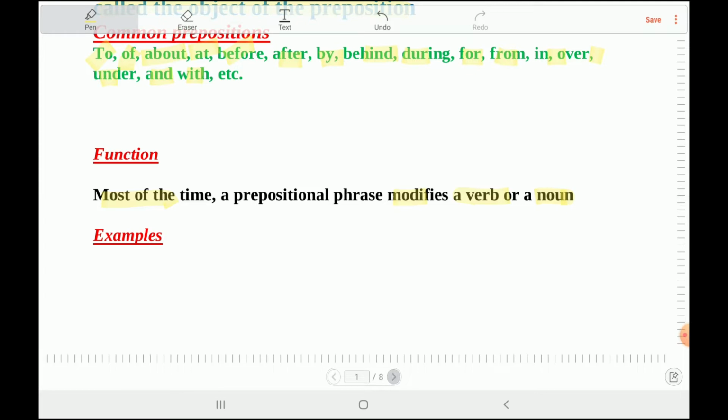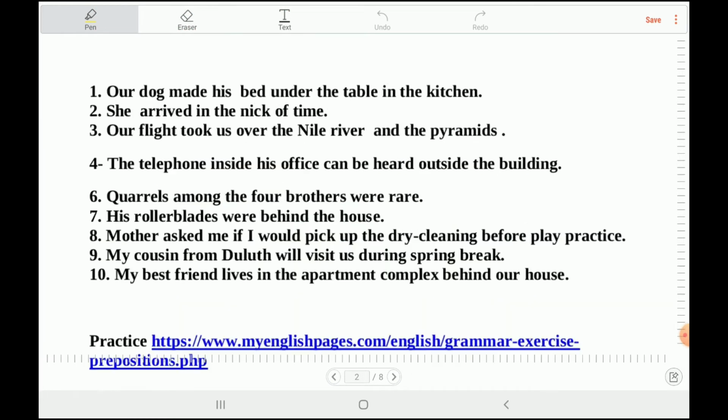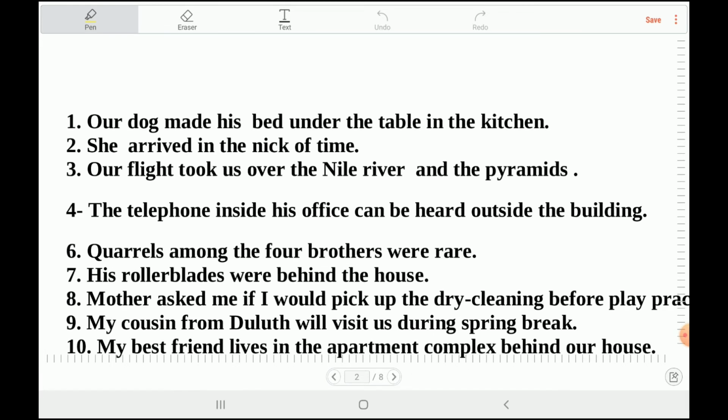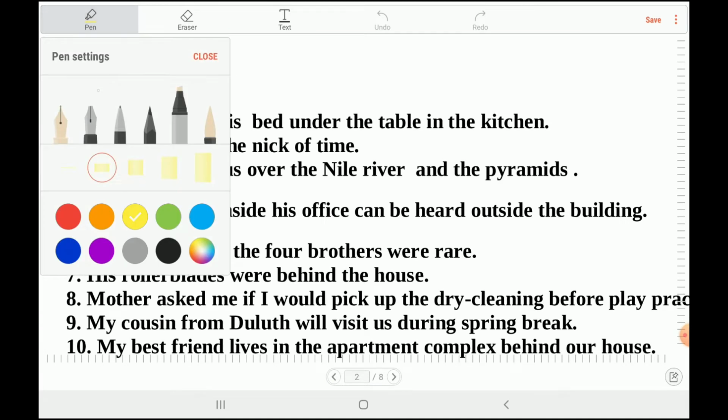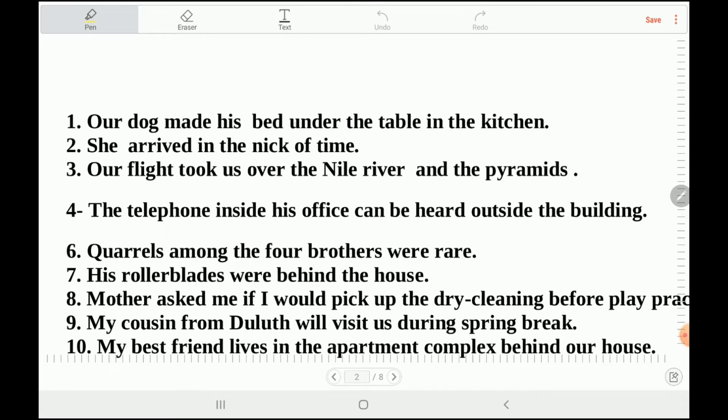طب ناخد example كده. Okay, let's say: Our dog made his bed under the table in the kitchen. طب فين ال prepositional phrase هنا؟ Under. يبقى this is the preposition. يبقى under the table the prepositional phrase. In the kitchen another prepositional phrase. بيموديفاي مين؟ بيموديفاي البيت، بيوصفوا البيت. كل ده بيموديفاي البيت.